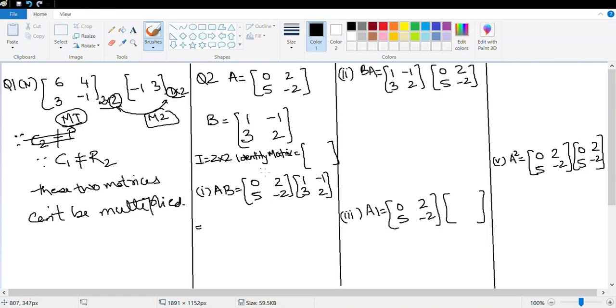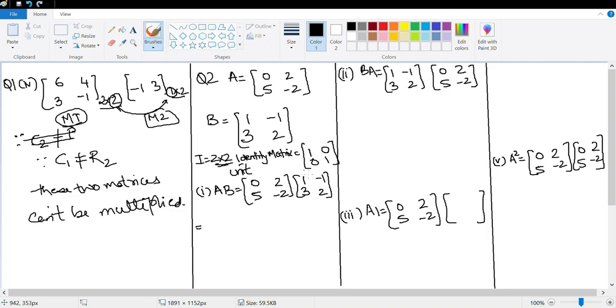Perfect. Now let's look at question number 2. Question number 2 says if A is equal to 0, 5, 2, negative 2 and B is equal to 1, 3, negative 1, 2 and I is a unit matrix of order 2 by 2. So remember what is a unit or an identity matrix? A unit or identity matrix is a matrix which has the primary diagonal as 1 and all other elements as 0, and this is always a square matrix. So this is a 2 by 2 matrix which is 1, 0 and 0, 1. Perfect.